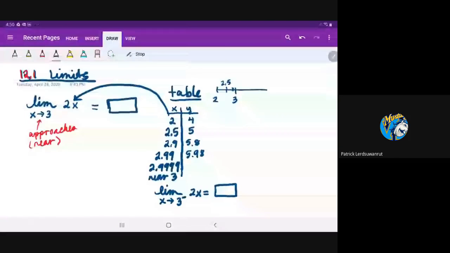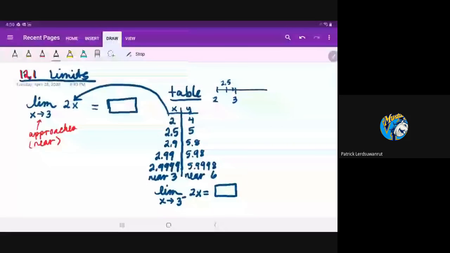Oh, this is a perfect example, actually. I just made this one up, but I kind of like this one. So 2.99 times 2 is 5.9998. So put in the comments, or you can say it out loud, what do you think this is getting near? Yeah, it's getting near 6. So 6 is called the limit.